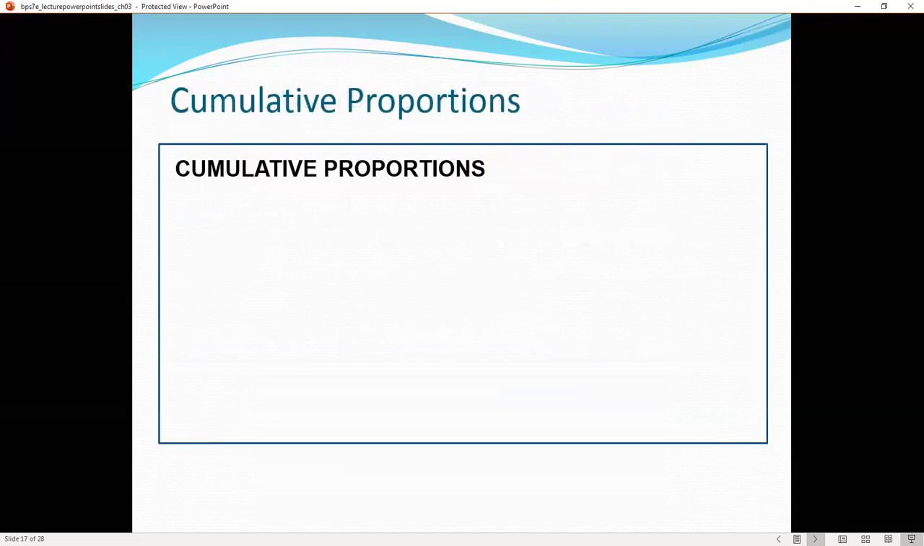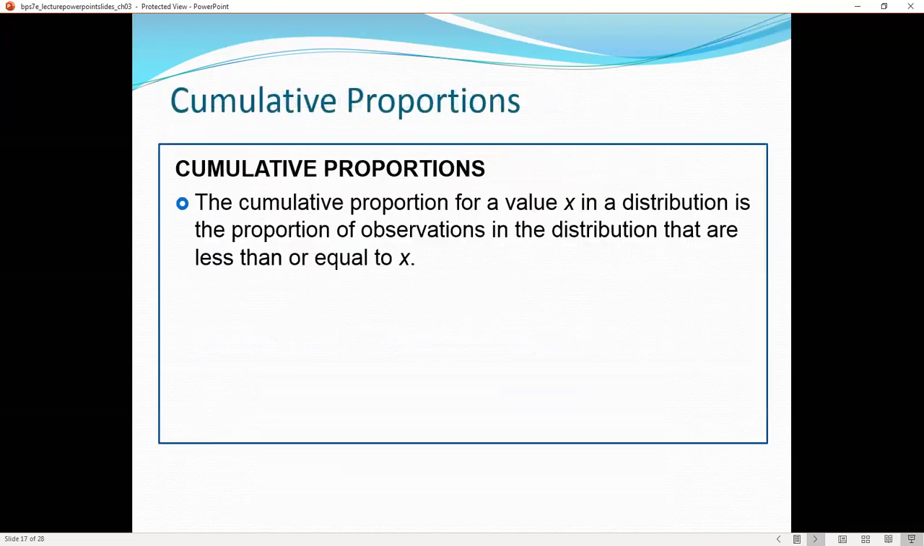Cumulative proportions. A cumulative proportion for the value x in a distribution is the proportion of observations in the distribution that are less than or equal to x. So we're going from the left to the right and we're collecting percent of the distribution as we go along.